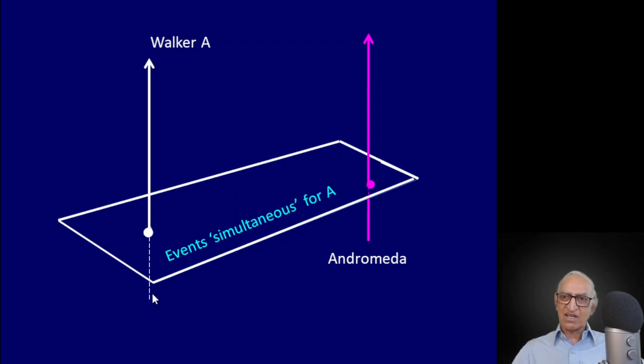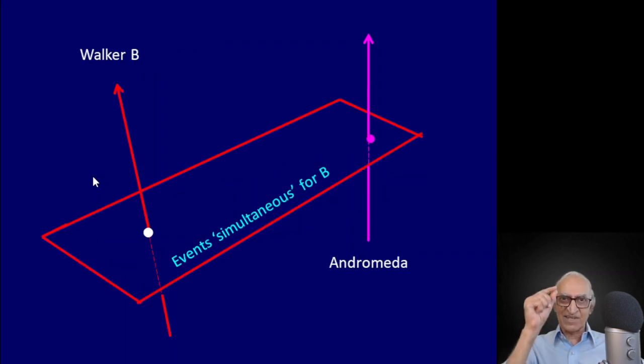Now this walker A defines his time in that direction. Therefore, his space section will be perpendicular to that, which is what I have indicated over there. And therefore, all events on this plane are simultaneous according to walker A. They occur at the same time as measured by his clock. And one of the events that he will measure is this supernova in Andromeda galaxy.